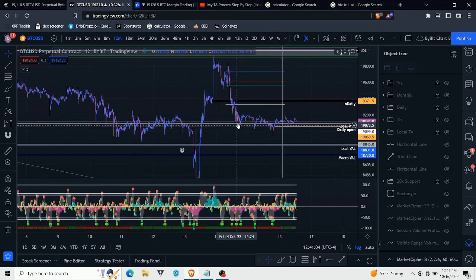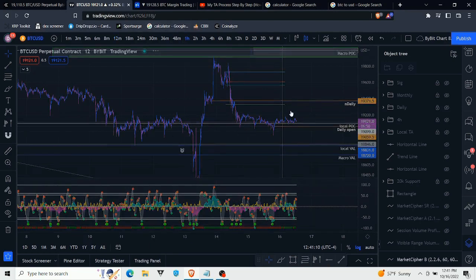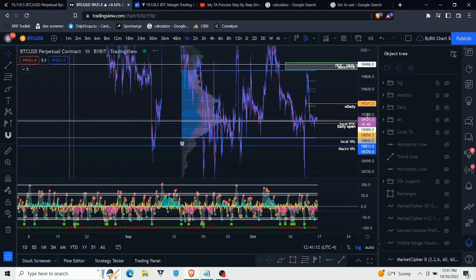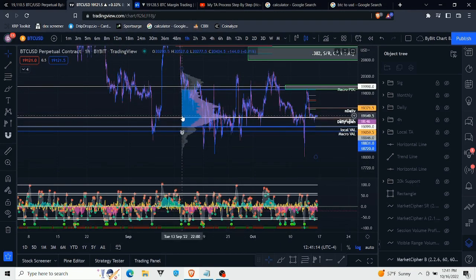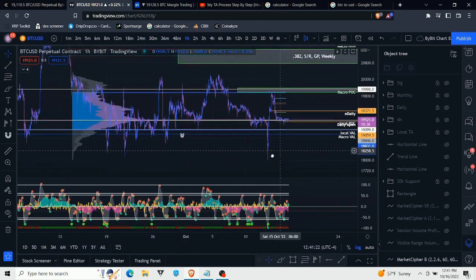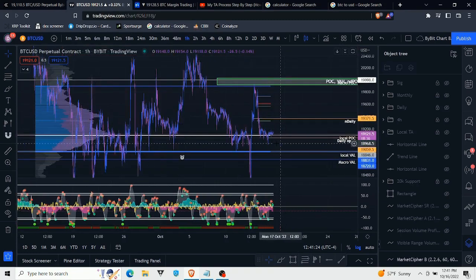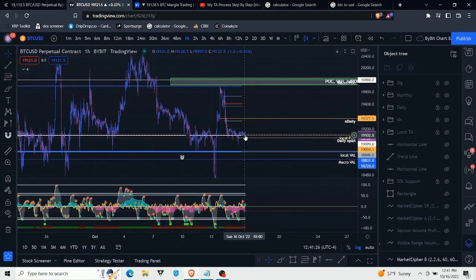So I took a good amount of profits out of this short when we came down to this local point of control. The point of control of this local range that we've been trading in for, I think, a few weeks now. Yeah, I mean, almost a month actually, we've been trading in this sideways range. So, we came down to the point of control of this range, and we're still kind of holding support on it, even though we wicked down below it.